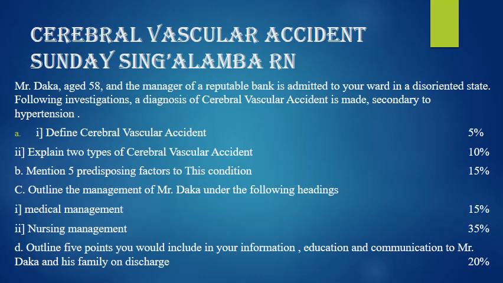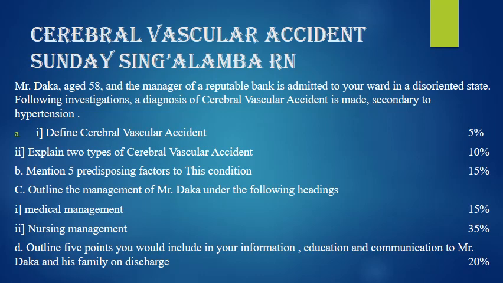Okay, in my definition, I'm saying CVA is nothing but an interruption of blood supply to a part of the brain, resulting in oxygen deprivation and cerebral infarction, and it is mainly characterized by motor deficit. Yes, that is the definition of cerebral vascular accident. So any interruption or disruption of blood supply to any part of the brain leads to a condition known as what? CVA, which is also known as stroke.